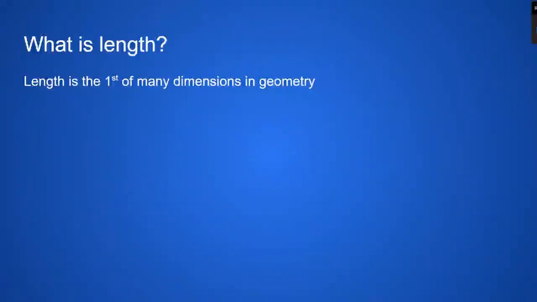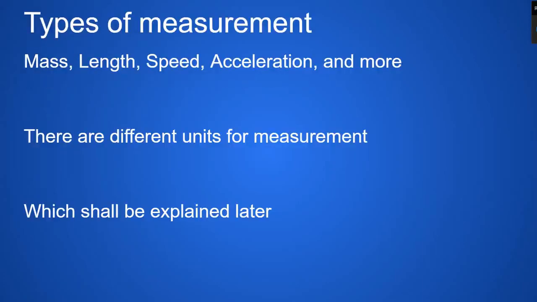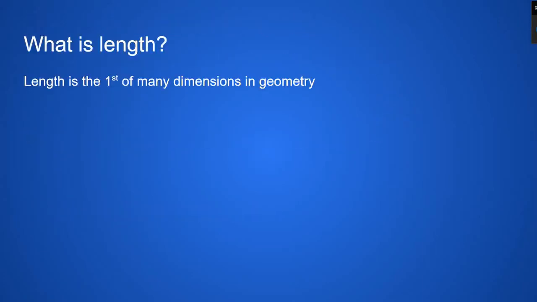So, what is length? Well, length is the first of many dimensions in geometry. There are many dimensions: the zeroth dimension, first dimension, second dimension, third dimension, and so on, so many, okay? And these dimensions define how we calculate shapes.